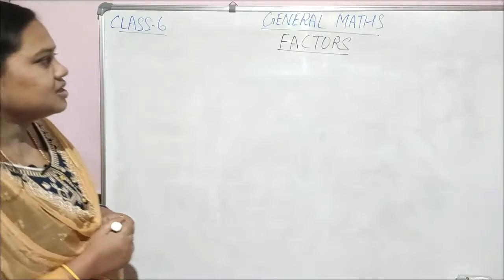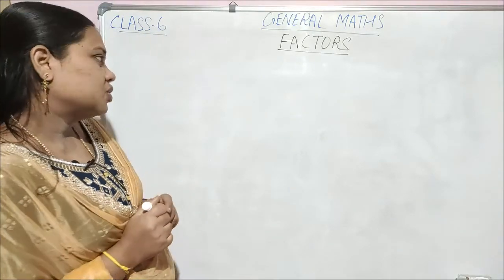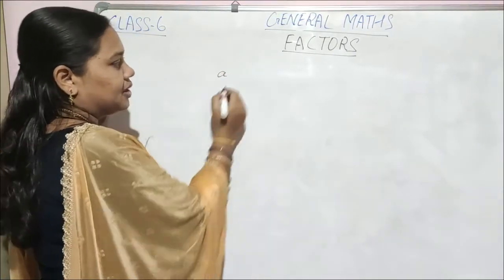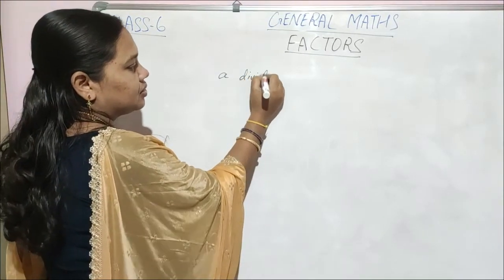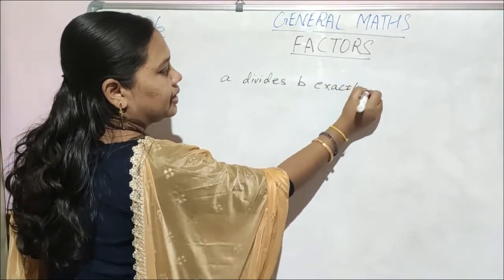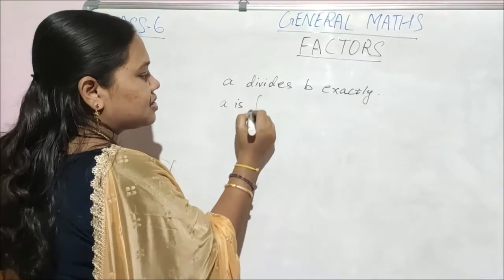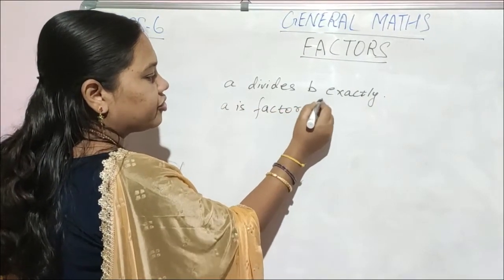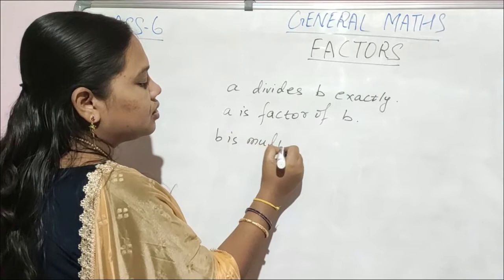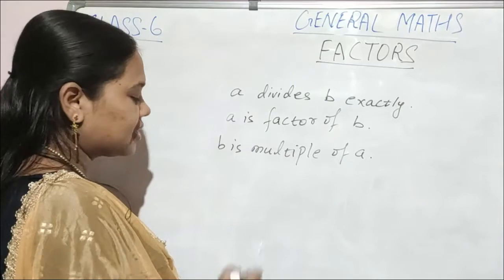First we have to understand what a factor is. See children, suppose A and B are numbers. If A divides B exactly, then A is a factor of B and B is a multiple of A. Okay children, did you understand?